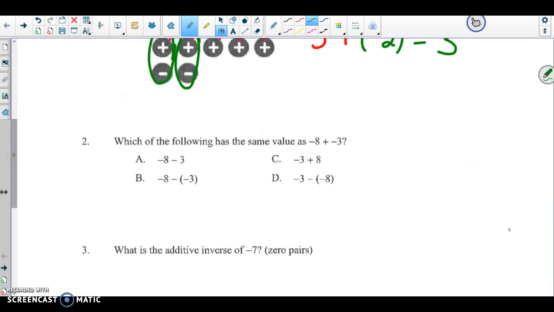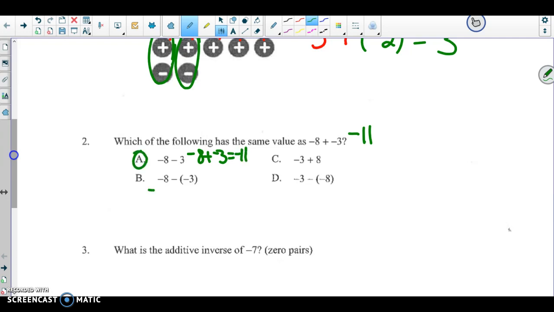Number 2, which of the following has the same value as -8 plus -3? Well, -8 plus -3 is the same thing as -11, because we're just going to put those together. So I'm going to go through here and find out which other ones have the same value as -11. I'm seeing lots of minuses, so I'm going to change my problems here to be like -8 plus -3. Well, -8 plus -3 is exactly the same thing as this one. So I know for sure that one works.